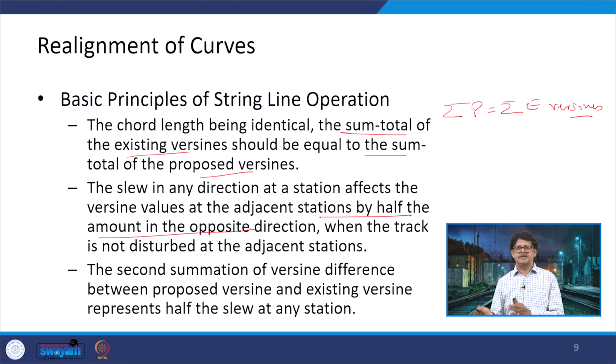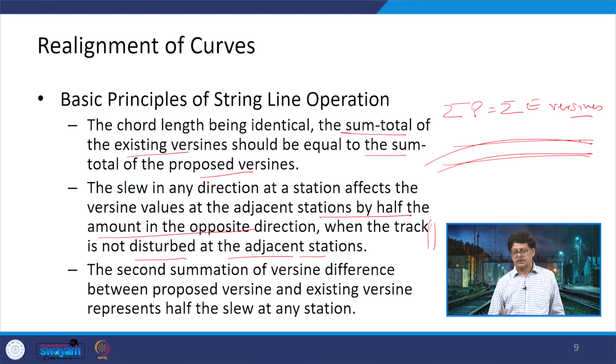That means its effect is coming half on the previous one when the track is not disturbed at the adjacent station, but that is the condition given here. The track which is being laid should not get disturbed. So, we are talking basically about a curved section, and we are taking one versine here, another versine here. If it is not being disturbed, then the effect of this versine V1 on V2 is basically V2 by 2 on station 1.